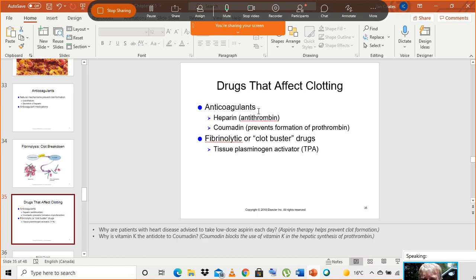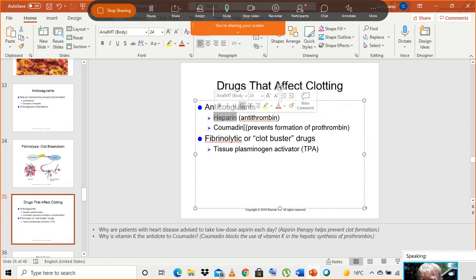Drugs that affect clotting. Anticoagulants. Heparin, Coumadin. It's actually rat poison. It is. Have a look at it. And these guys here, if you're on heparin, if you're on Coumadin, these are the medical terms for these. These are blood thinners. And a little cut can be life-threatening.